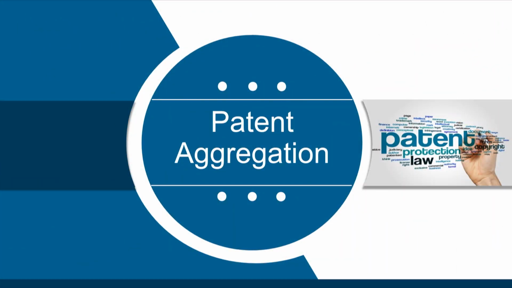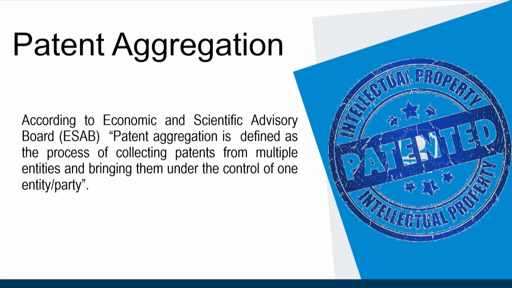Now, dear learners, let us understand what we understand by patent aggregation. According to Economic and Scientific Advisory Board (ESAB), patent aggregation is defined as the process of collecting patents from multiple entities and bringing them under the control of one entity or party. Aggregation basically means addition, collection of all these at a single place. This is what we mean by patent aggregation in simple words.